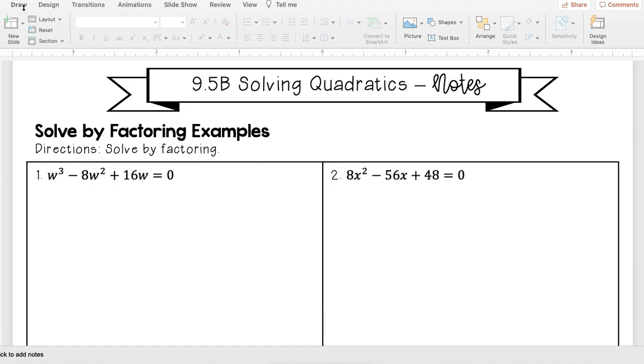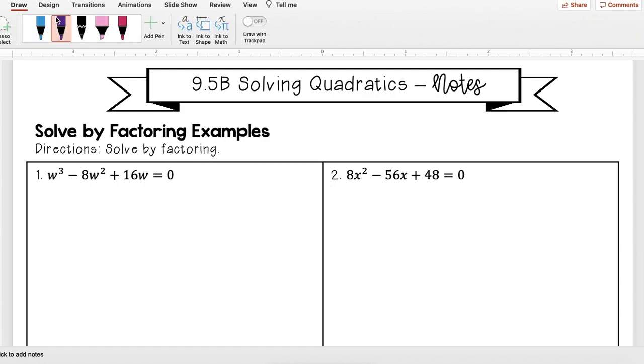Hello everyone. Today we'll be going into 9.5b, and this is going to be all about solving quadratics. So we've already learned solving by factoring, and we've learned solving by the quadratic formula, and today we're going to review those two and then learn another way of solving using square roots.